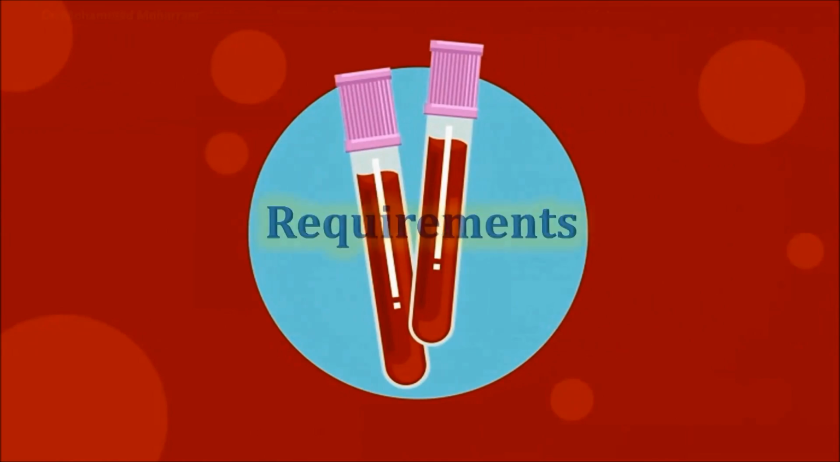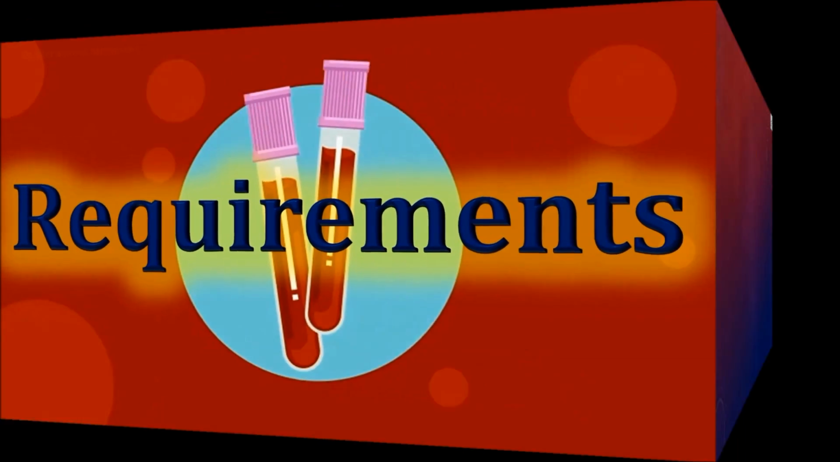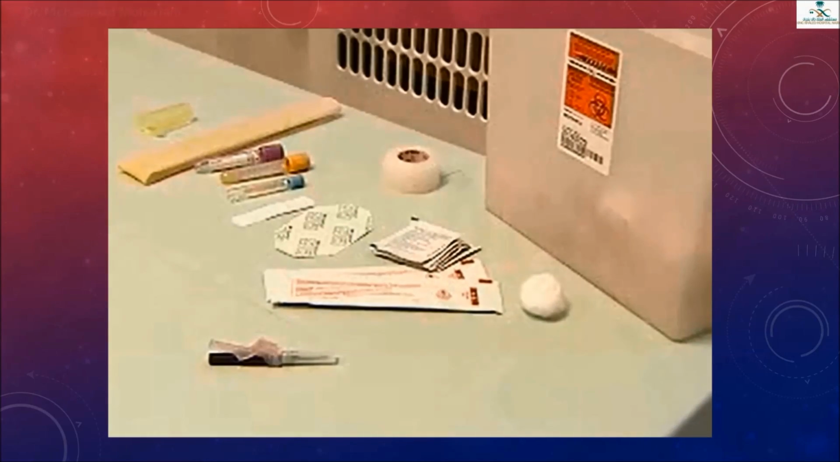What are the requirements for proper sample collection? Here are examples of items mostly required. Vacutainer system needle, tourniquet, better to use disposable one, holder for needle and tube, tubes according to desired sample, alcohol swab, adhesive tape, and piece of cotton.